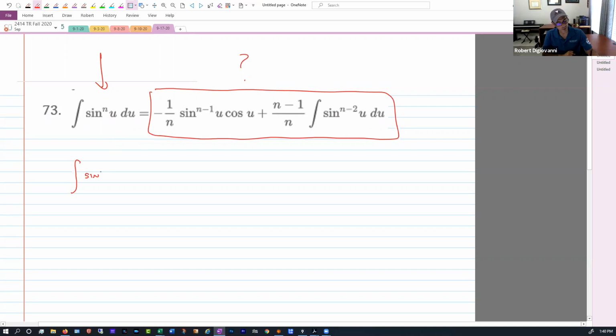First thing I'm going to do is rewrite this as sine to the n minus 1 of u times sine u du. So I'm rewriting the original integral, and what I'm doing is rewriting sine to the n as two things being multiplied. If I was writing sine to the 6th of u, I'm rewriting it as sine to the 5th of u times sine u. So I'm basically just peeling off one factor of sine. Do y'all agree that that's a legal move for me to do? Okay, the next step, let me see if I can remember the next step.